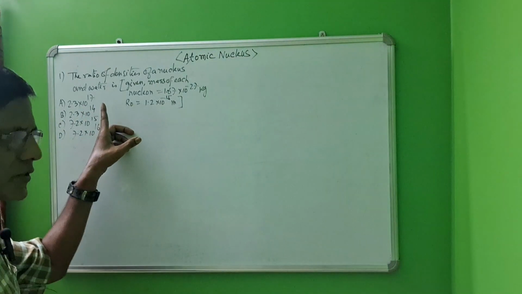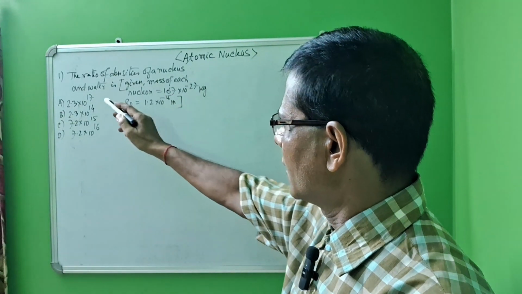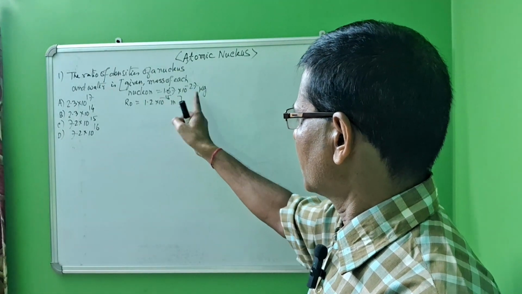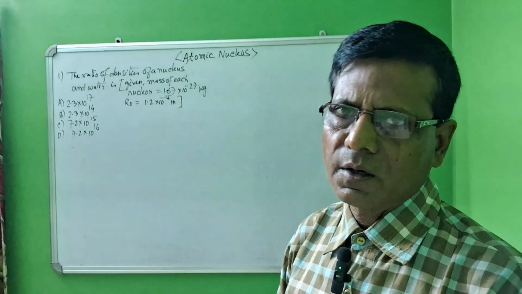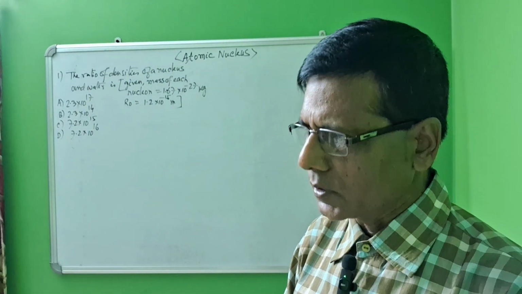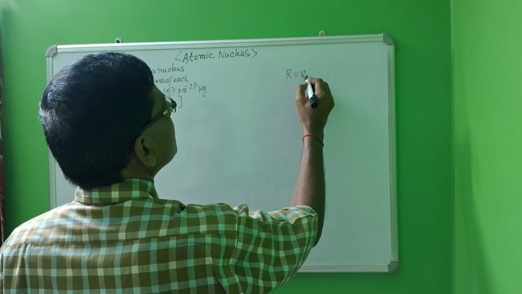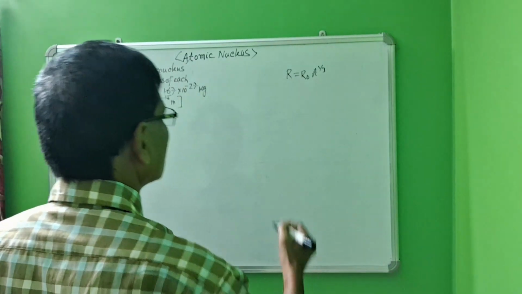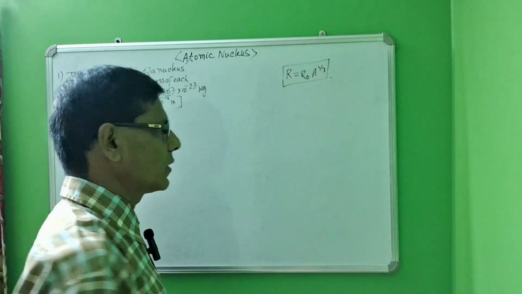This is the first problem, which says to us the ratio of the densities of a nucleus and water is given, with four answers here. Given the mass of each nucleon, and R0 is 1.2 into 10 to the power minus 15 meter. What is R0? It is the constant which is related to the atomic mass number of the nucleus as R equals R0 A to the power 1/3, where A is the mass number of a nucleus. This relation comes from the atomic nucleus chapter.